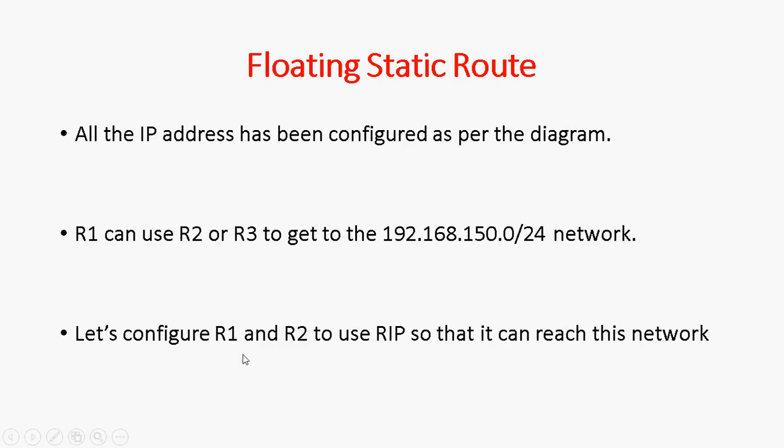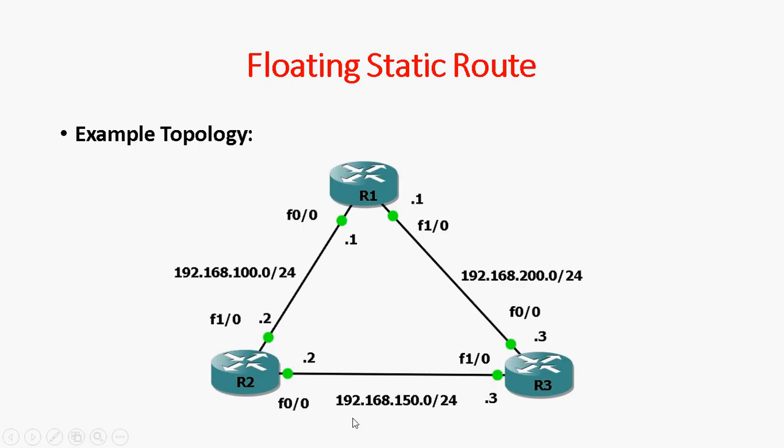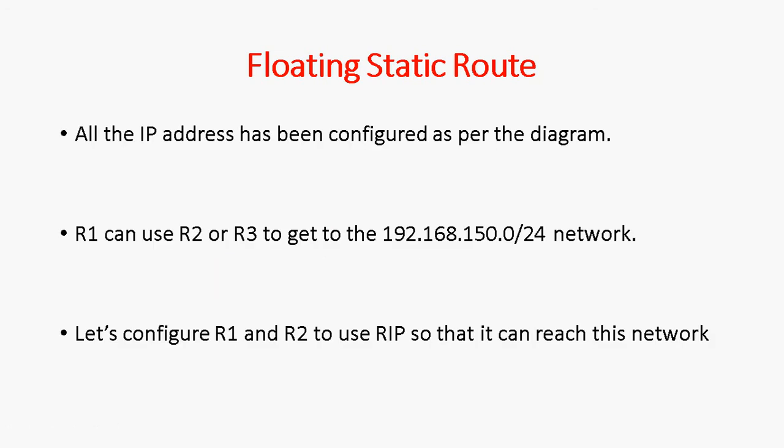Let's configure R1 and R2 to use the RIP protocol. RIP is a kind of dynamic routing protocol, so using RIP I can reach the 192.168.150.0/24 network. RIP is configured only on R1 and R2; in R3 I never configured anything. As per the new Cisco CCNA 200-301 syllabus, there is no RIP protocol, so in this video session I will just give you an overview of RIP and how to configure it.